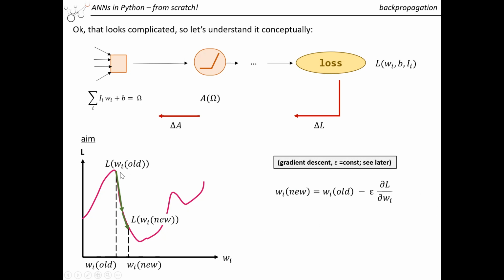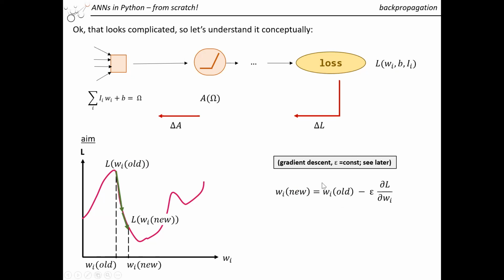So if we have to follow the gradient, then we can immediately write down the equation that you see on the right-hand side. So we have the new value for W, and that equals the old value minus the gradient of the loss function with respect to the weight times a constant epsilon. And I want to explain more about this constant. But what does it actually do?